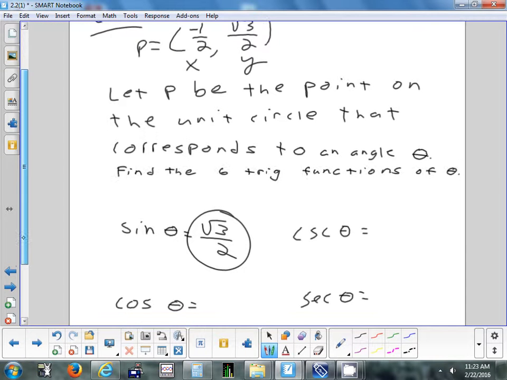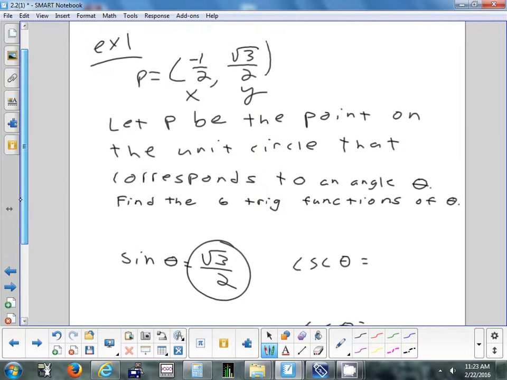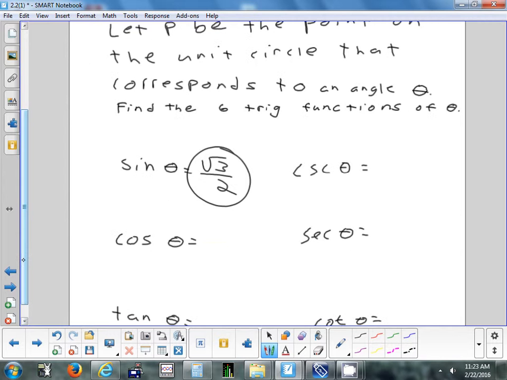How about John? What's my definition for cosine? X. And what's x in this case? -1 over 2. That's it. That's cosine.